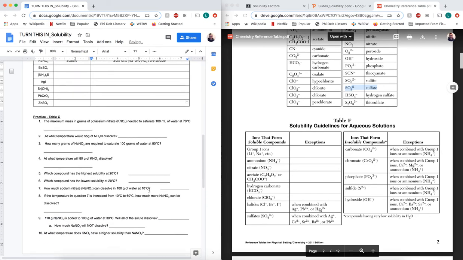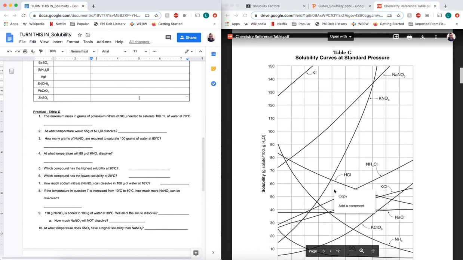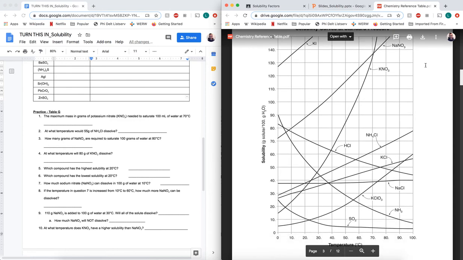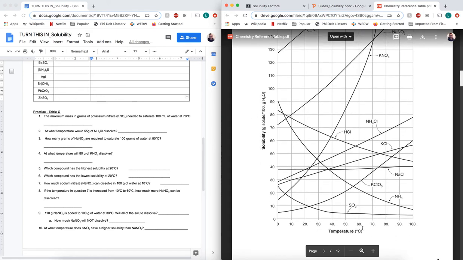Now, a little more graph reading is with table G. So table G is the actual solubility curves at standard pressure. So this is assuming that we have a mixture of any one of these compounds and water at a given temperature, but the pressure is going to remain constant. So up the side, we have the solubility in grams of solute per 100 grams of water. So basically, how many grams of solute will dissolve into 100 grams of water at a given temperature?